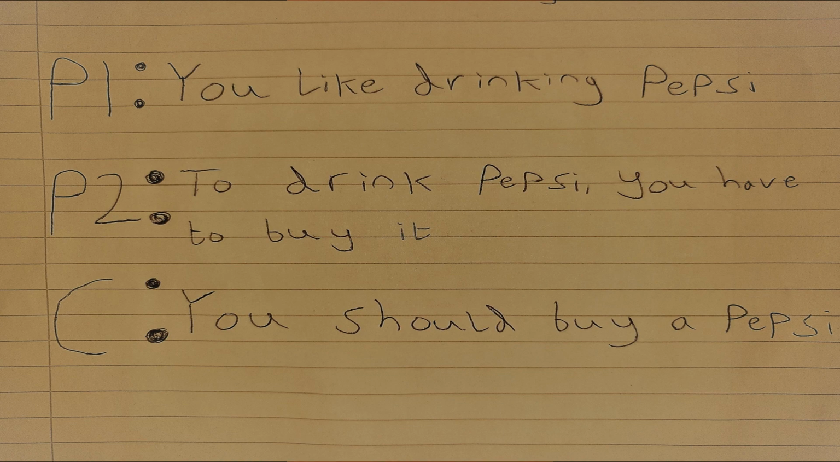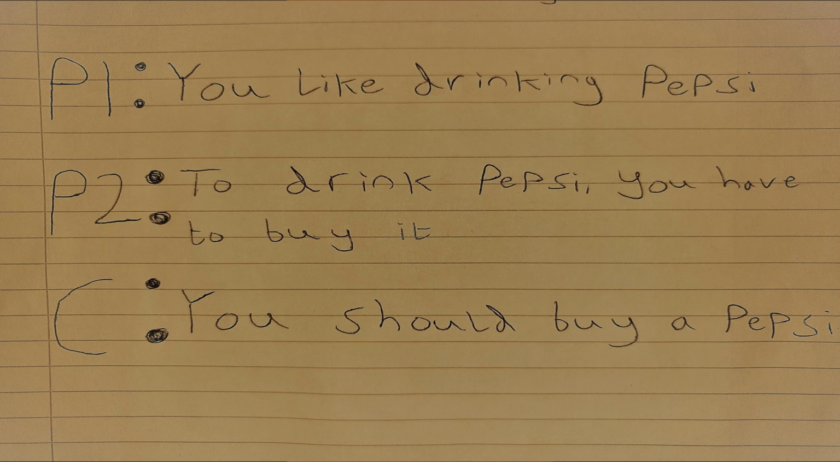You can see here the kind of argument that might be concealed in an advert for Pepsi. So premise 1, you like drinking Pepsi. Premise 2, to drink Pepsi, you have to buy it. And conclusion, you should buy a Pepsi. So we can see here that it has the right structure to get you to the conclusion.